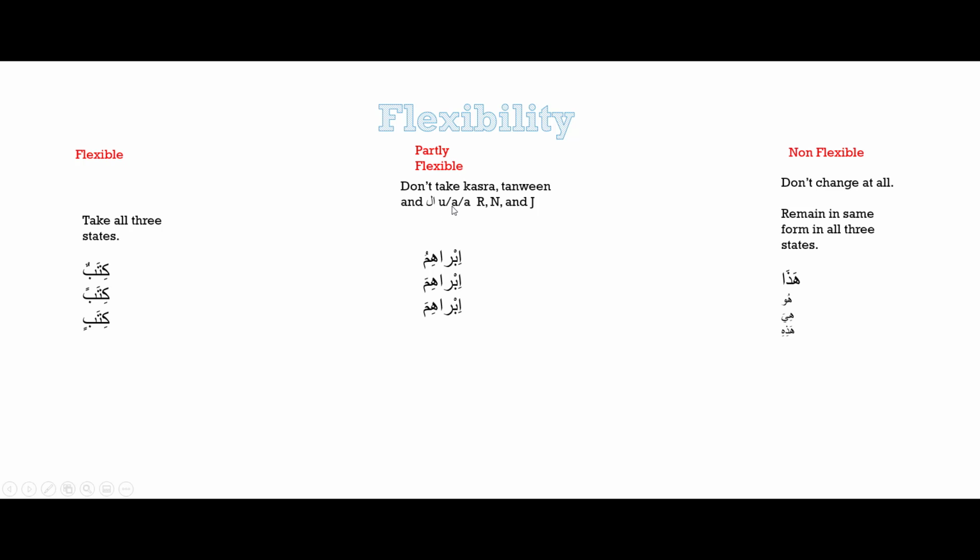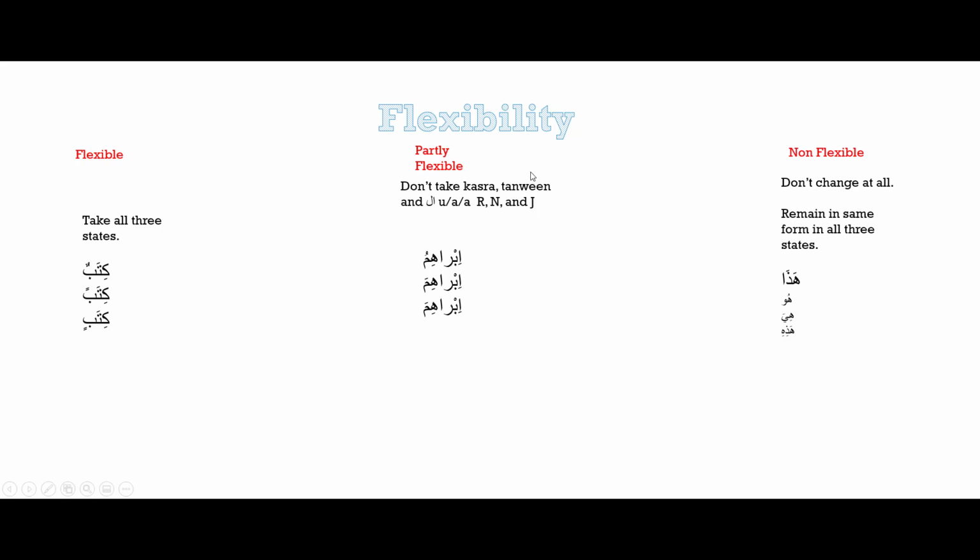So the ending signs we will write are u, a. For nasb and jar state, we have just fatha. Depending on the context of the sentence, we will be able to understand that this word is supposed to be in jar state, that is, it is supposed to take kasra, but it is not present with kasra, probably due to its nature, that is, it is partly flexible.